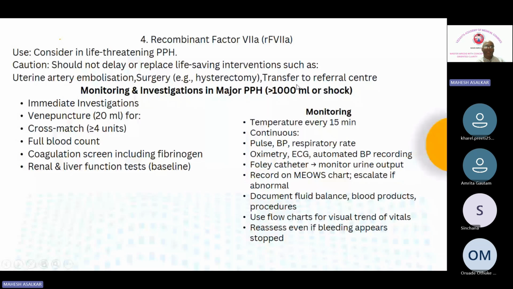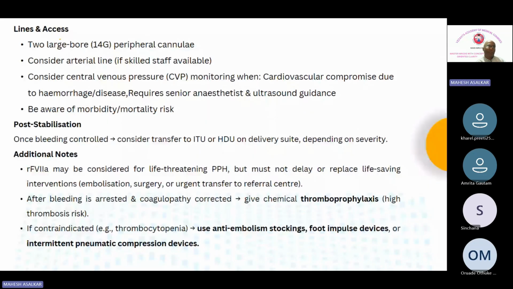Then how do you monitor and investigations in major PPH more than 1000 ml? This also we have seen, and monitoring you have to do post stabilization. Once the bleeding is controlled, consider the patient shift to the ITU or HDU or delivery suite depending upon the severity. Role of anesthetist not for examination, so we'll skip these slides.